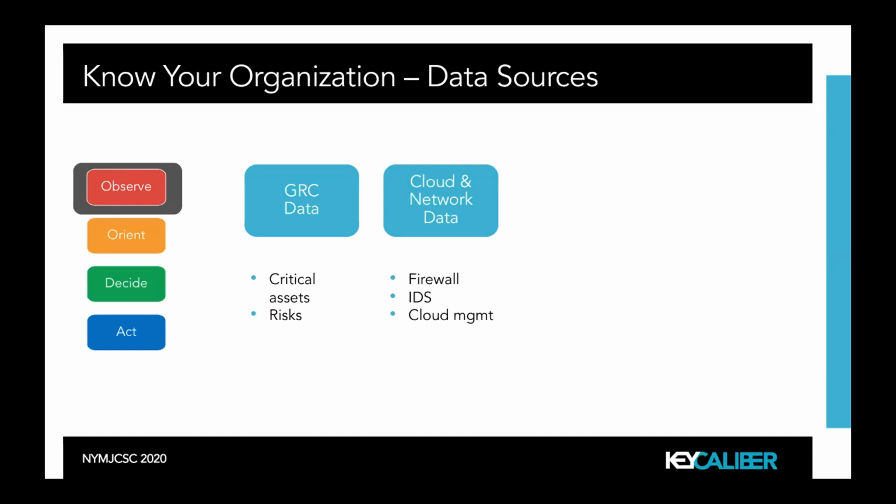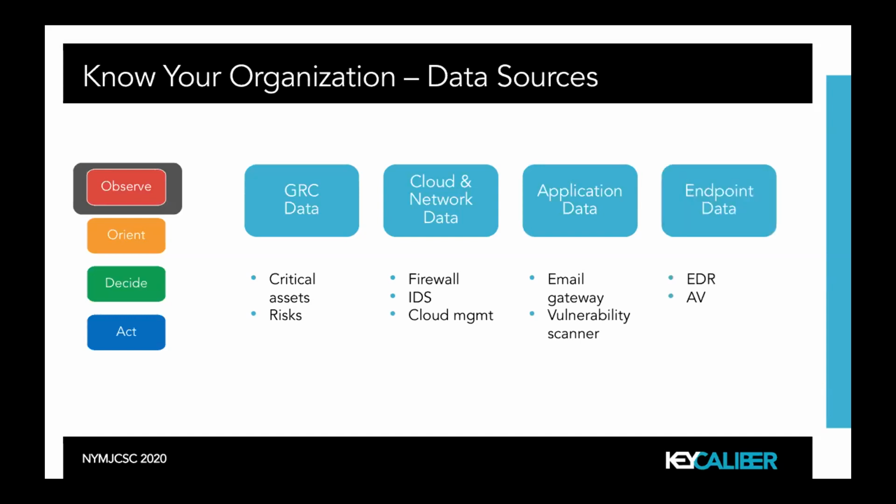So cloud and network data, what's coming from your firewall, your IDS, your cloud management systems, all gives you plenty of insight into your infrastructure and your outer layer of prevention and detection capabilities. Likewise, application data is super important on the email side. We know that's a common attack vector. Understanding vulnerabilities is also super important. It's very tactical in nature, but there are ways to apply that data from a strategic perspective as well. And then endpoint, of course, is another area where having that intelligence, that data, can be useful when you roll it up to the Orient step.